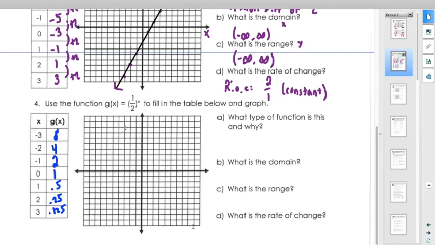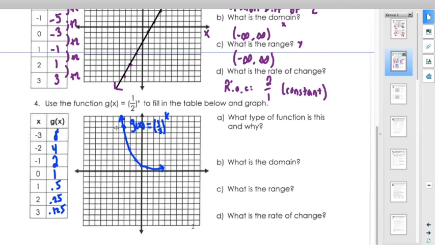-3, 8, -2, 4, -1, 2, 0, 1, 1, 0.5, it's about there. 2, 0.25, it's about there. 3, 0.125. Okay, so something like that, right? If I want to connect these, it'll look like that, right? Nice little arrows, and this, of course, is g of x equals 1/2 to the x.